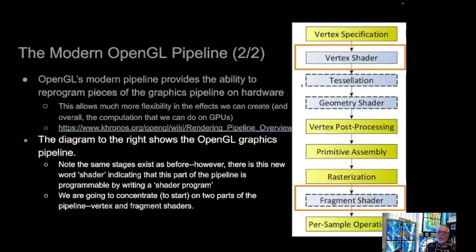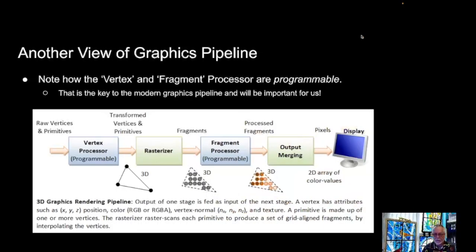So this diagram here, we're going to focus on vertex shaders. All of this stuff we're going to ignore for this course, and then this one here we're going to focus on as well. And all of the yellow things that we see here, those are things that we're not worried about.